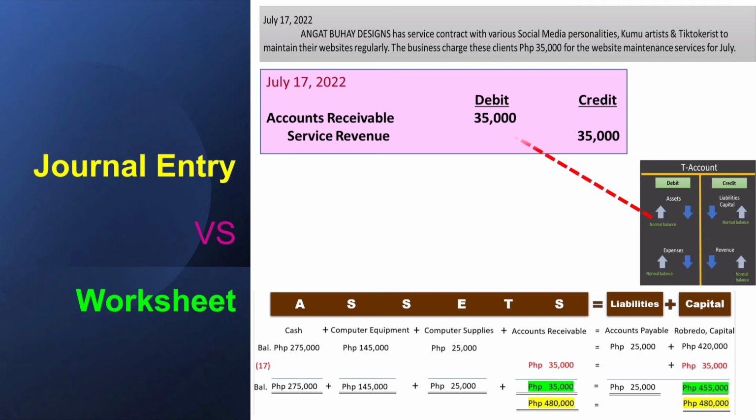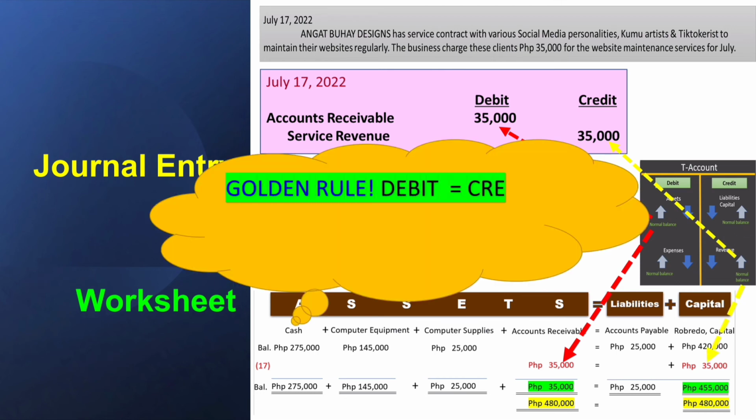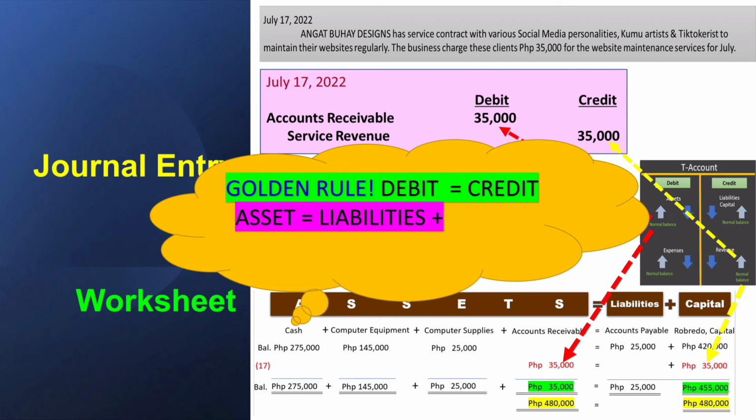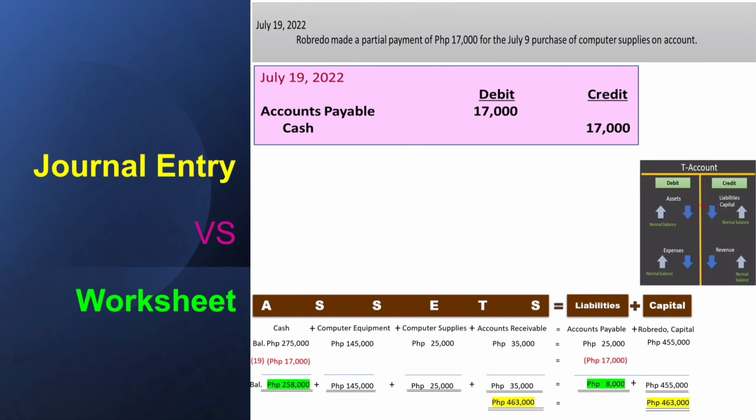Same goes with the transaction on July 17, the provision for service revenue, and then the setting up of accounts receivable, debit of 35,000 for accounts receivable, credit for service revenue. Again, always the same, debit and credit always equal. Same goes with the worksheet, assets is always equal to the liabilities and capital.